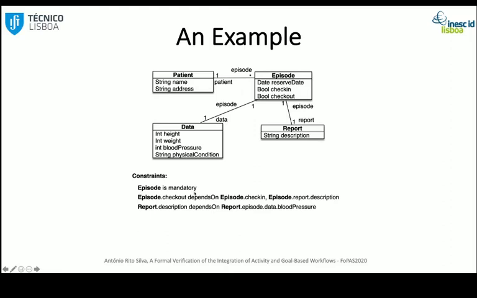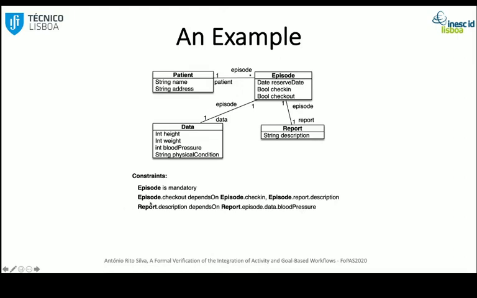The first thing is that episode is mandatory. It means that to accomplish the business process goal, you actually need to define an episode instance and all its attributes. And then, of course, because of these dependencies associated with the multiplicities, you also need to have a patient, the data and the report, but you don't need to say that. You just need to say that this is mandatory and this is inferred.